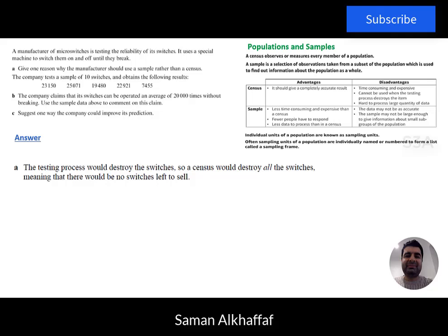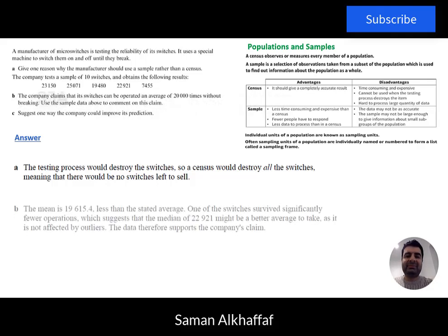So a census will destroy all the switches in this scenario, meaning that there would be no switches left to sell. So a census will not be a good approach to take in this scenario. Now, for part B, the company claims that its switches can be operated an average of 20,000 times without breaking. Use the sample data above to comment on this claim.